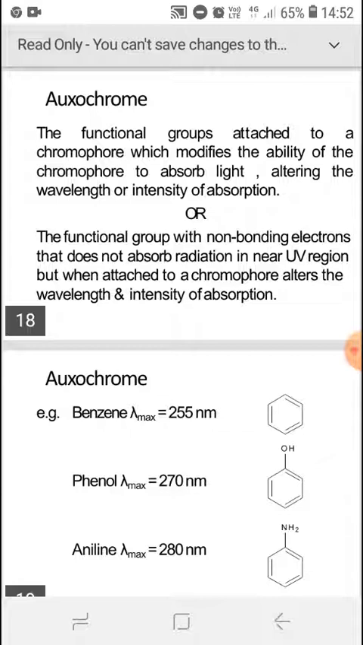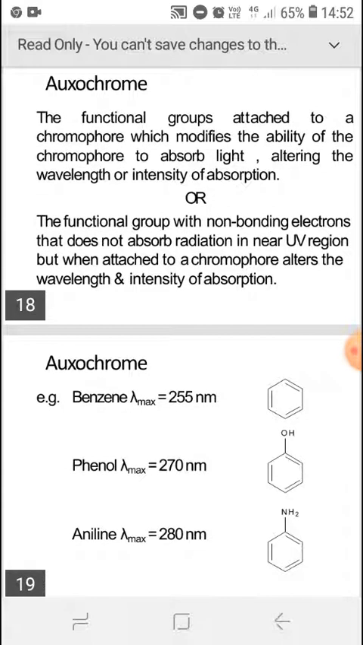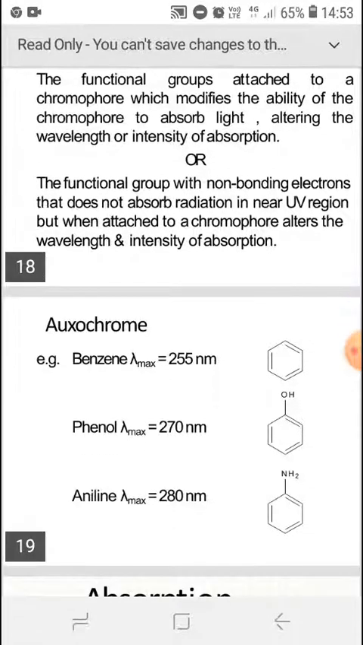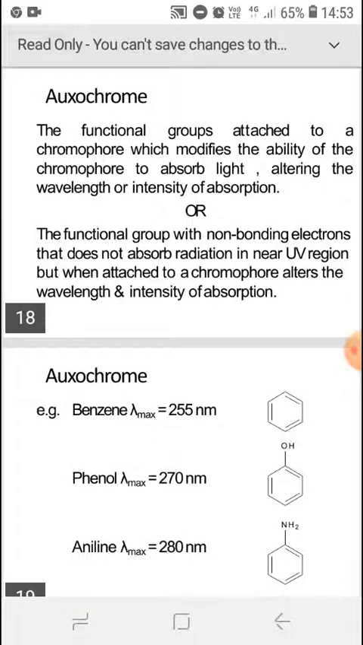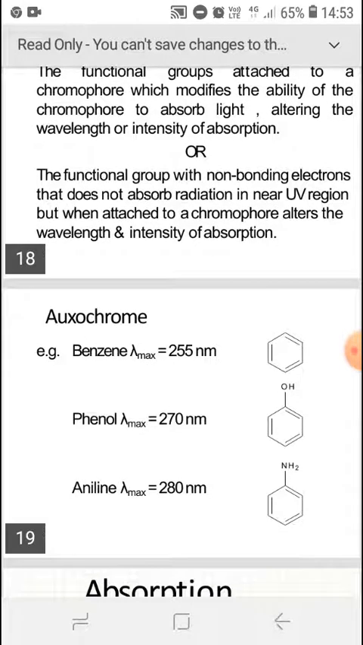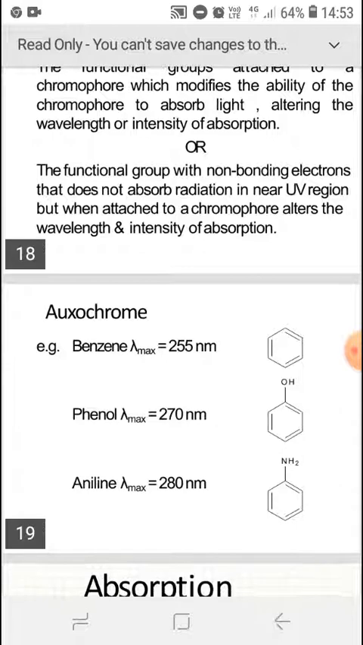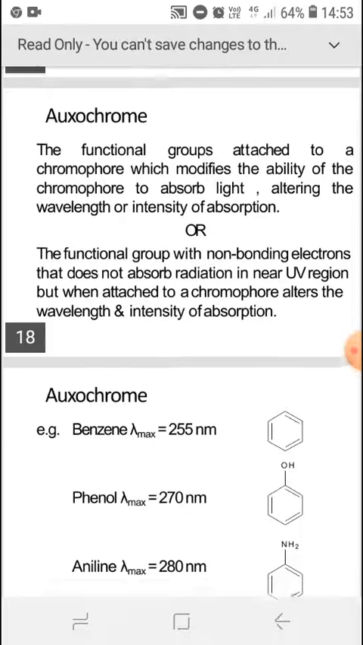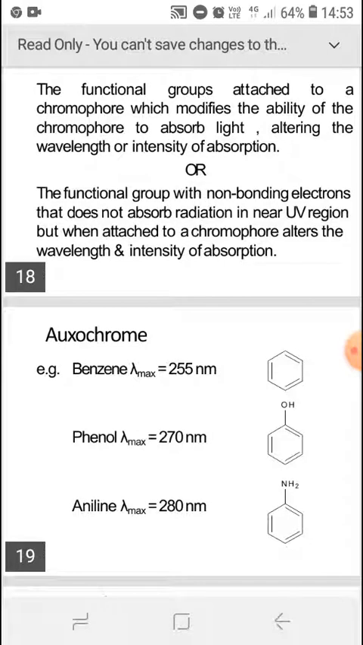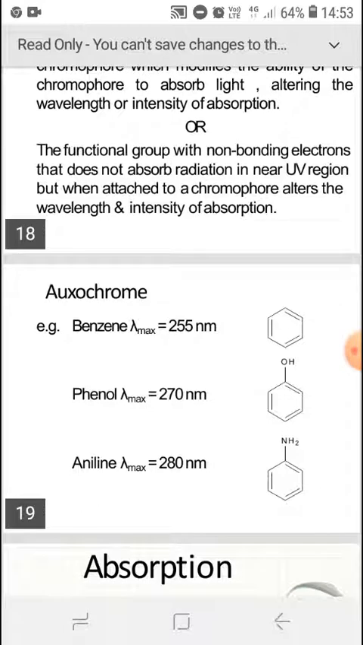Another type of functional group is called auxochromes, which are attached to a chromophore to modify its ability to absorb light, altering the wavelength or intensity of absorption. They are a must for a chromophore to show absorption in this UV-visible region.